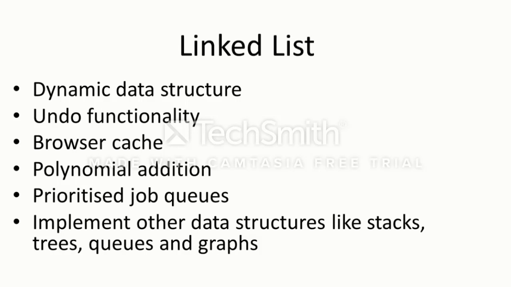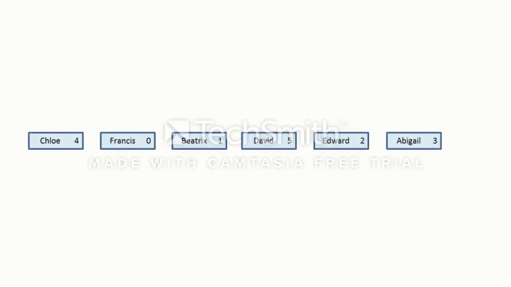Here is a linked list. The data does not appear to be in any particular order. The order of these items is implied by a system of pointers. We have a pointer called start which indicates the first item in the list, in this case Abigail. Abigail has the next pointer which points to Beatrix, the third item in the list.